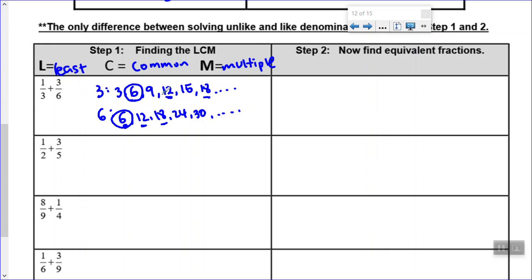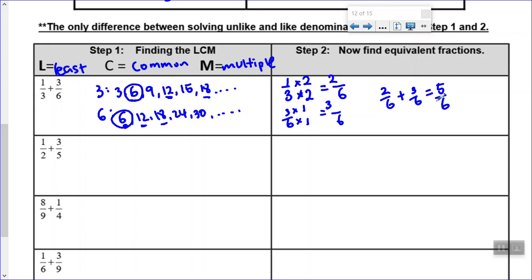After you find the LCM, you have to find the equivalent fractions. So 1/3 times a number, you have to make the bottom 6, and then you have 3/6. You have to multiply by a number to make 6. 3 times 2 is 6. 1 times 2 is 2. This one you already have 6, so you can multiply by 1. It's 3. 2/6 plus 3/6. Now you have the same denominator. 2 plus 3 is 5 over 6.